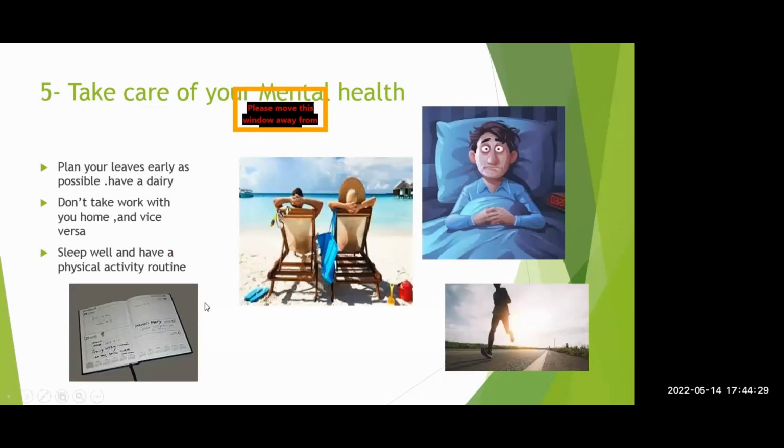Plan your leaves as early as possible. Have a diary just to take everything off your mind into that diary. It is very easy, in a new system, in a new work environment, with the rent, with the kids' school, with the issues, it's lots of things. Just have a diary, put them all away off your mind and get to them on time. You have a date to worry about each single thing.